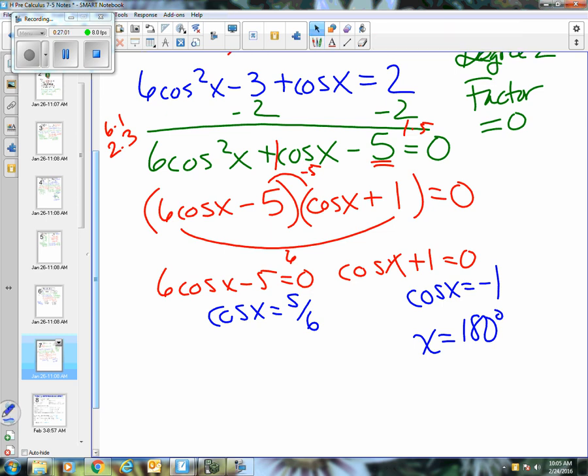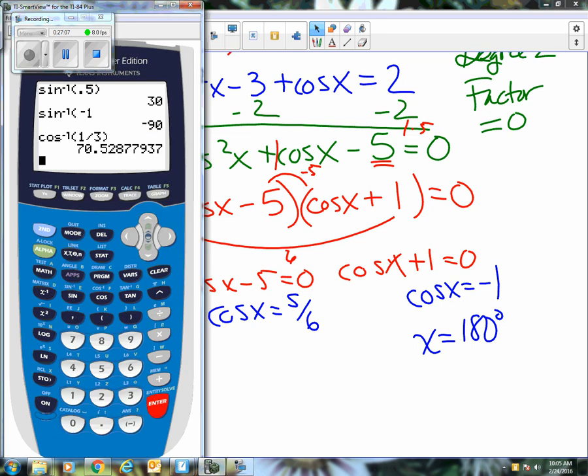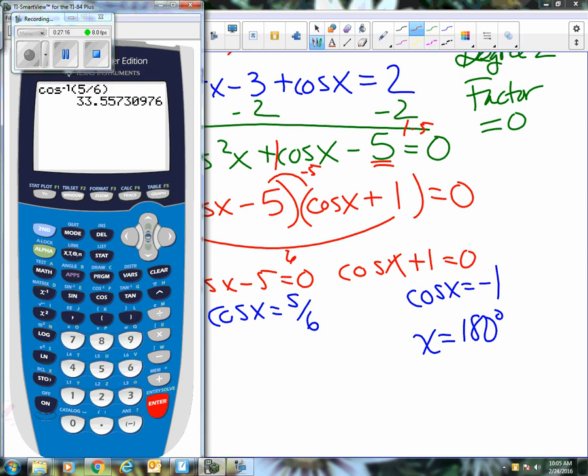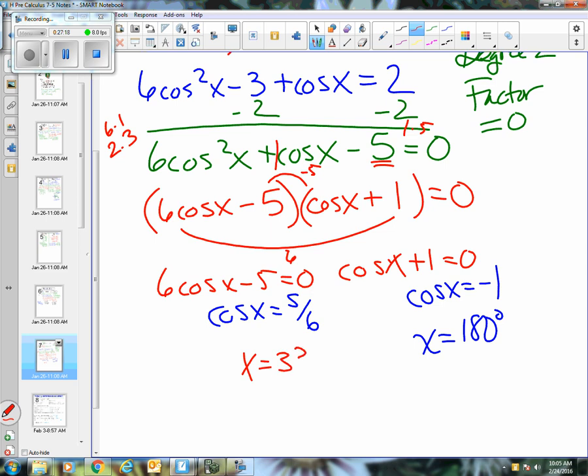So again, we're limited 0 to 360. For the other one, though, when is it 5 over 6? Gosh, that's not a special value angle. So how do we do that again? Well, you're going to need your calculator. We need to do inverse cosine of 5 divided by 6. All right, so we get 33.6 degrees.